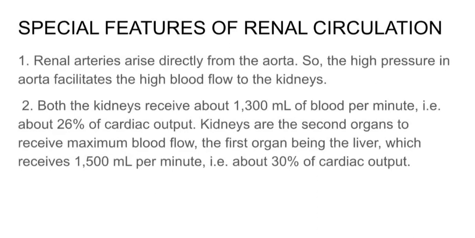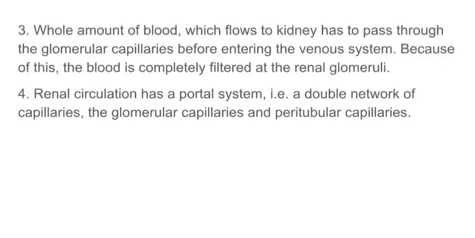Special features of renal circulation. Renal arteries arise directly from the aorta, so the high pressure in the aorta facilitates the high blood flow in the kidneys. Both the kidneys receive about 1300 ml of blood per minute. That is about 26% of cardiac output. Kidneys are the second organ to receive maximum blood flow. The first organ is the liver, which receives 1500 ml per minute, about 30% of cardiac output.